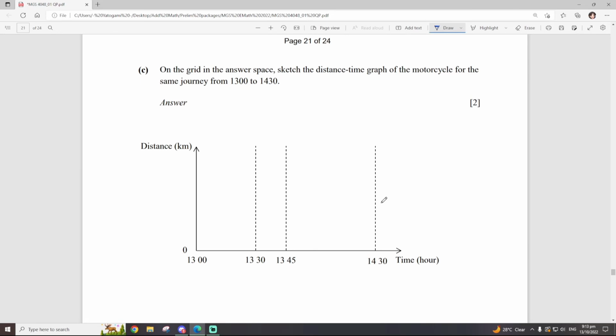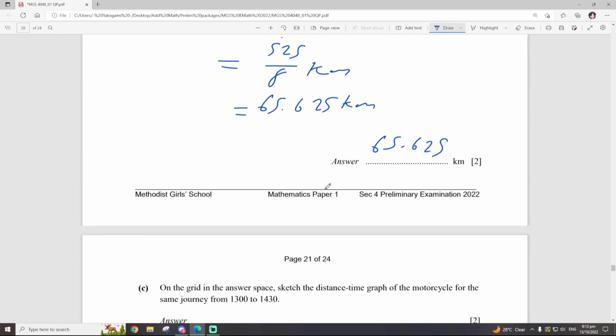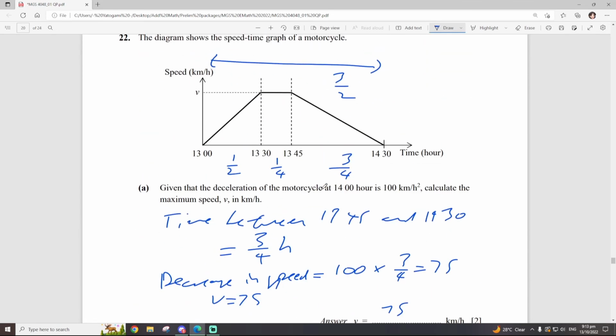On the grid, sketch the distance time graph. Okay. So we can calculate the individual distances traveled. So this is half and this is 75. So this is 37.5. Then this is the quarter, 75. So this is actually 18.75, I think. Oh wait, no. These two have the same area. Did I forget to take out the half? I think so. Yeah, this is also 18.75.